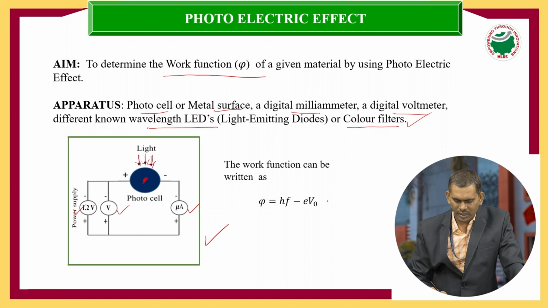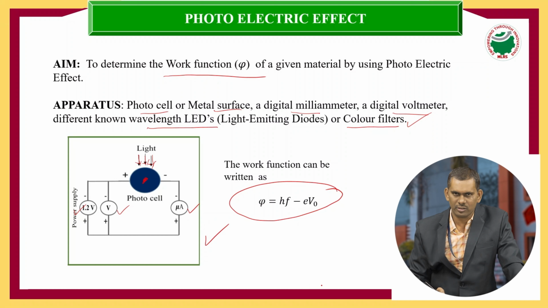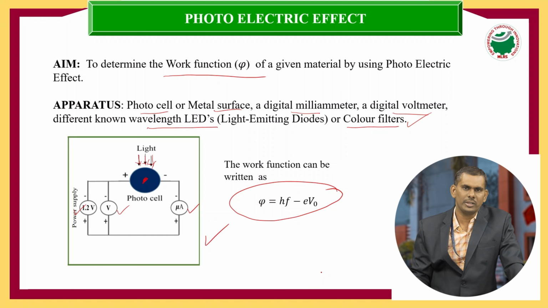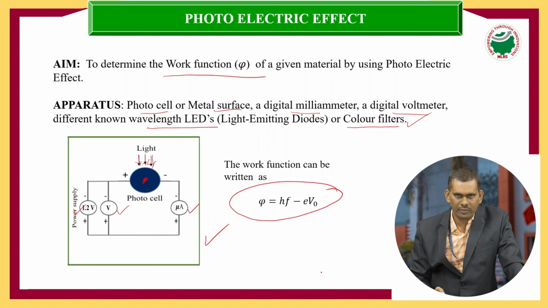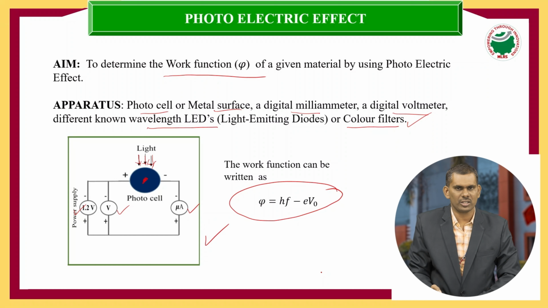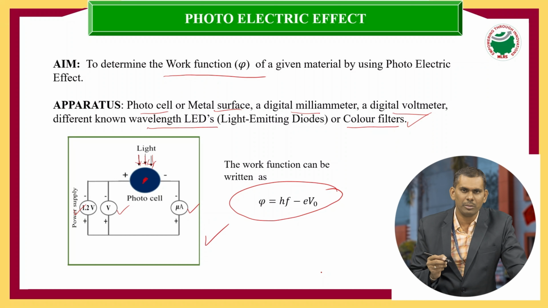The next thing here, this is the formula we are using to find out the work function. Work function psi is equal to hf minus eV naught. So first, what is work function? Work function is nothing but the minimum amount of energy required to eject an electron from a metal surface. When you incident photons on a metal surface, as per the photoelectric effect, electrons are ejected from the metal surface. How much energy is required to eject an electron from the metal surface? That minimum amount of energy we call the work function.